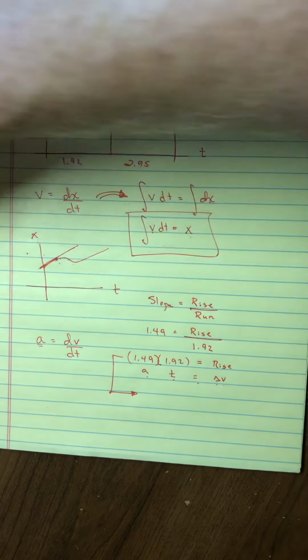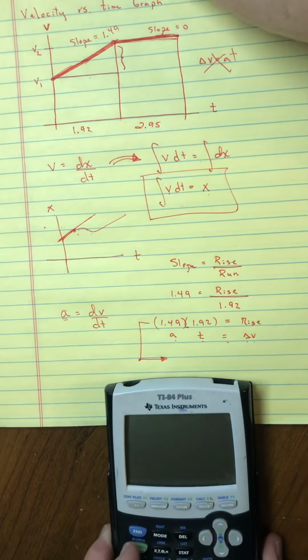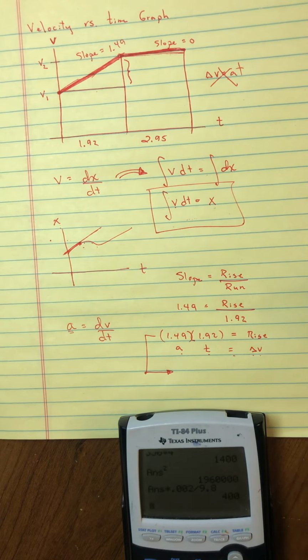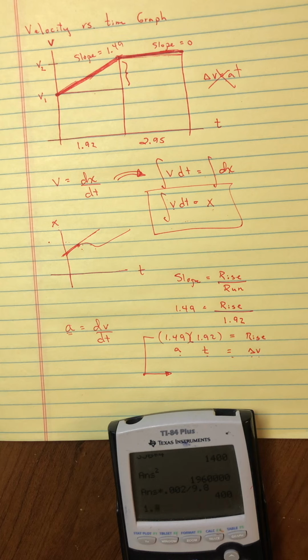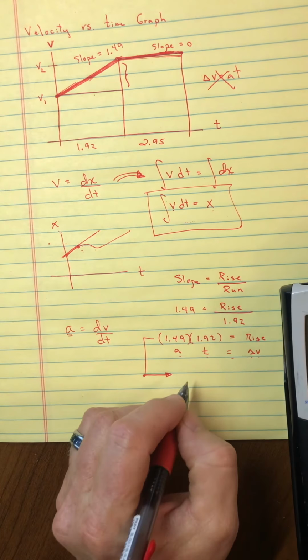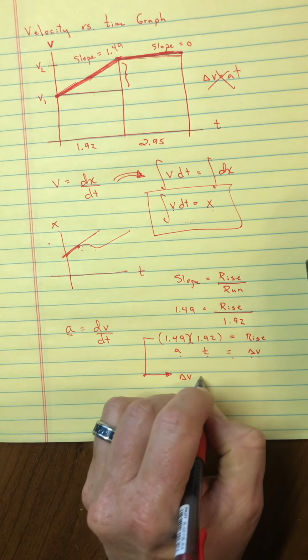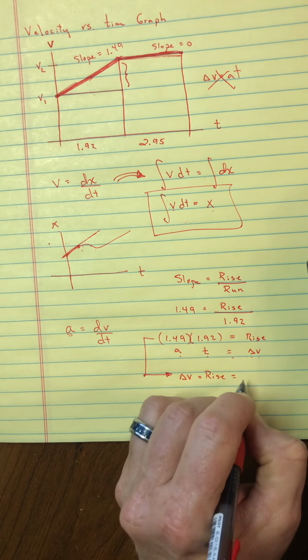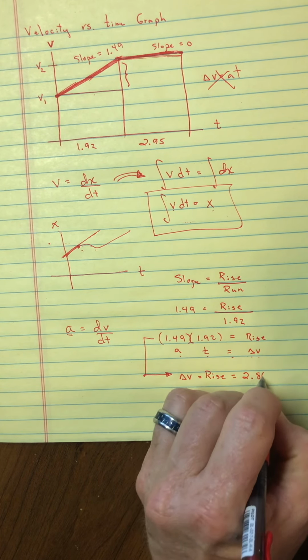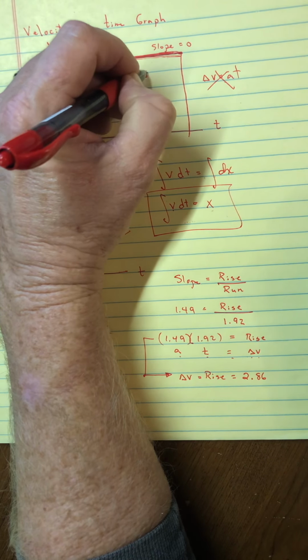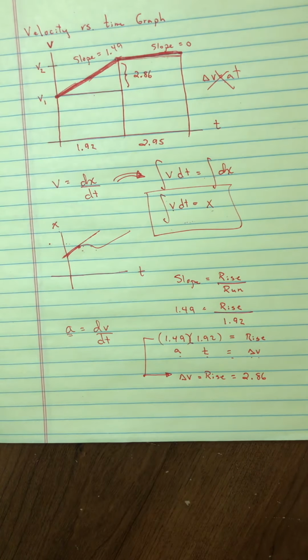But let me just stick to what I think is the first approach, and that is let's solve this just by a graph and the area under the curve. Okay, so this is 1.49 times 1.92. And so this change in speed, this rise, if you will, I don't know if you want to call it change in speed or the rise, but it looks like it's 2.86. And up here in the graph, I'll put 2.86. Okay, now I'm going to need another page here.